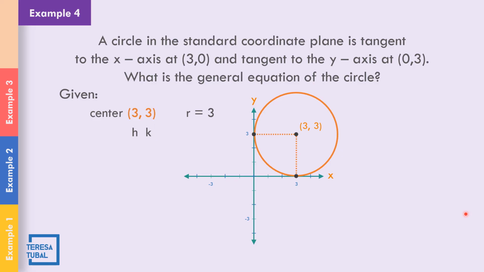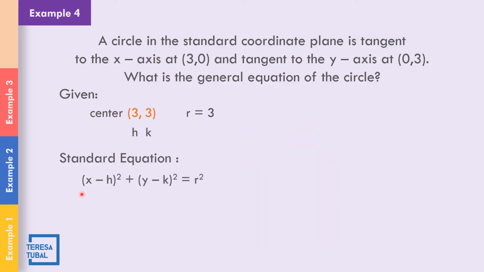So this is case 1 because the center (3, 3) is not on the origin. So the formula now is the quantity x minus h squared plus the quantity y minus k squared is equal to r squared. Let us replace h and k in the given formula. So that becomes the quantity x minus 3 squared plus the quantity y minus 3 squared is equal to r squared. Copy the left side and then 3 times 3, the answer is equal to 9. But then we need to identify the general equation of the circle. So let us proceed solving.